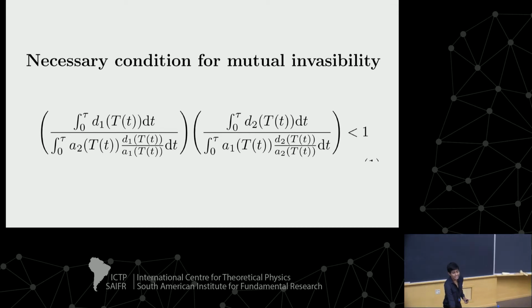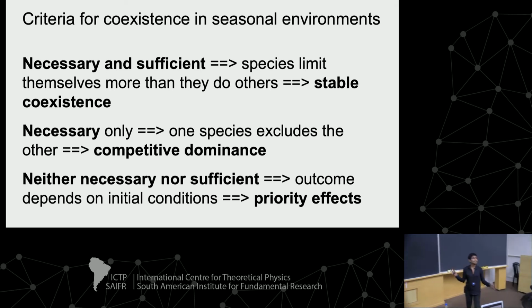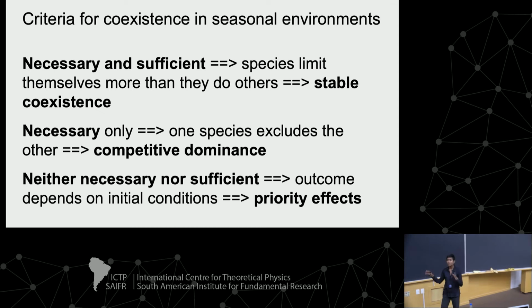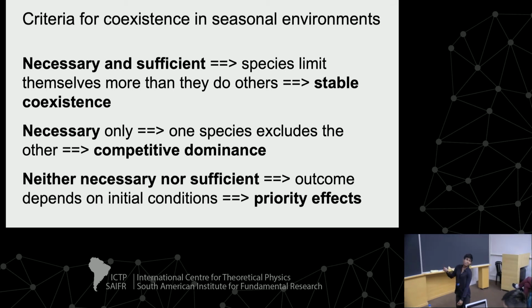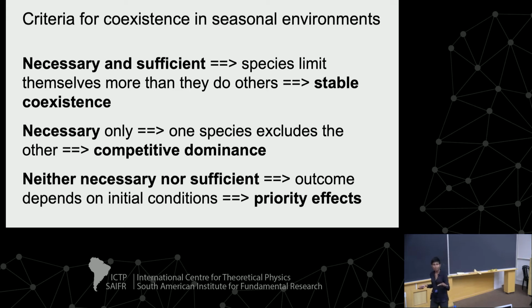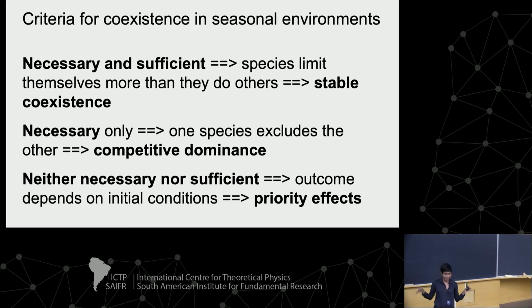Before I tell you what that is, let's get some things clear in our minds. What is the importance of the necessary and sufficient conditions, and what do they say about exclusion, dominance, coexistence, and priority effects? Here's the scheme. If both the necessary and sufficient conditions are satisfied, species will limit themselves more than they limit others. You get stable coexistence. Everybody agrees with that. The sufficient condition is the stability condition. If only the necessary condition is satisfied, one species excludes the other, and you get competitive dominance. If neither is satisfied, the outcome depends on initial conditions, and you get priority effects. So this is the beauty of it: it's a complete description of the outcomes of competition in any environment.